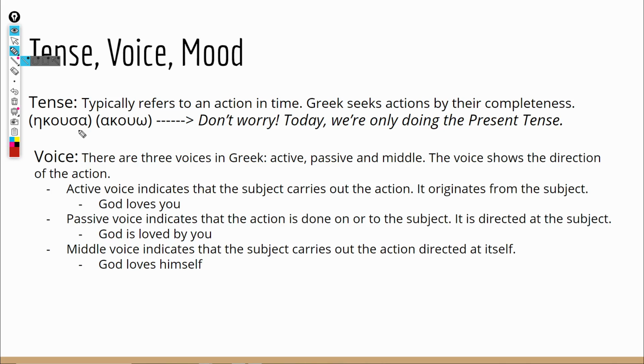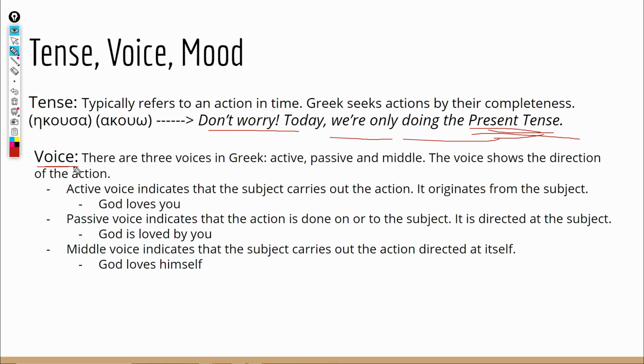Next is voice. Oh, and I should say about tense, as I wrote here, don't worry, we're only focusing on the present tense because there are many tenses in Koine Greek. And I would say tenses are some of the most interesting things in Koine because they draw out so much exegetical goodness, you could say. Whereas in English, our language just doesn't do justice to the meaning of what the Bible is often trying to get across to us.